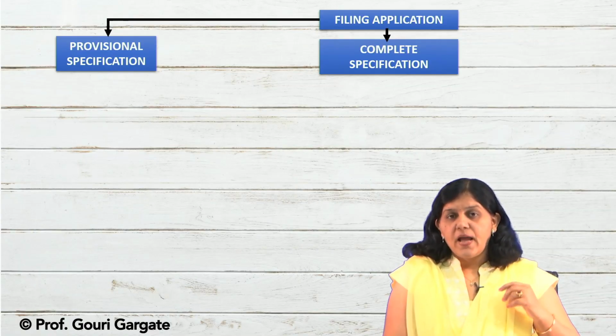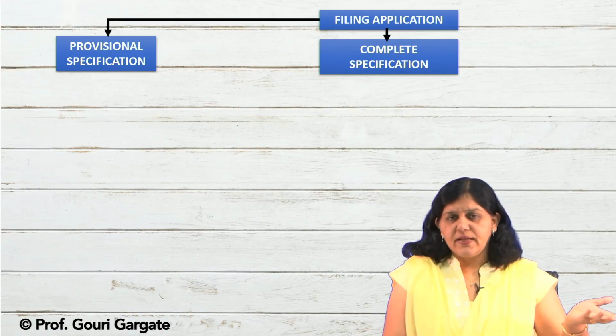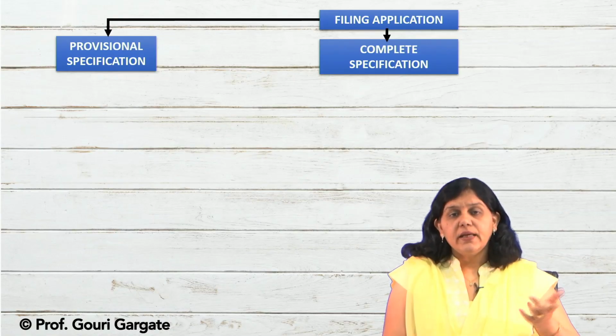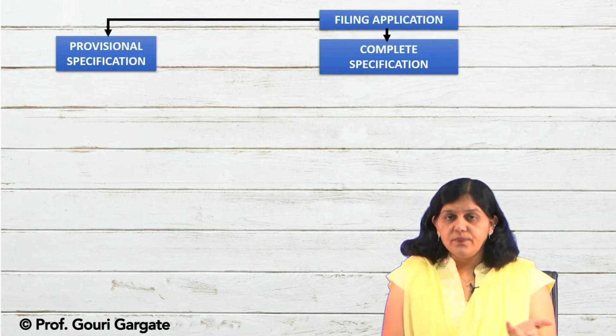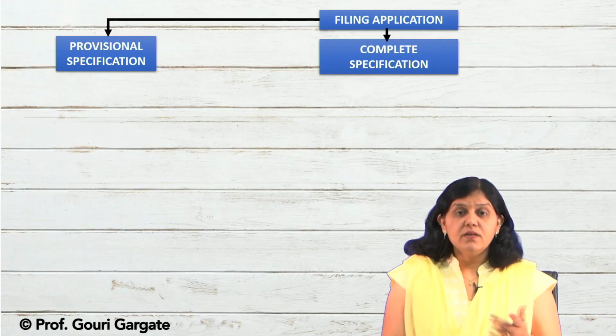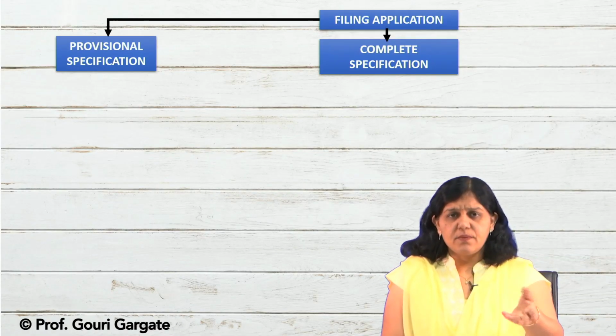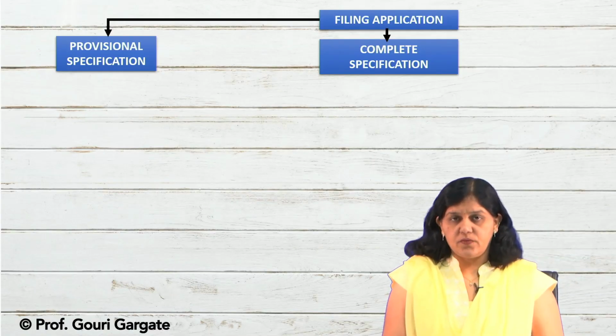Here also the applicant himself or herself can visit the patent office and file the patent application. The other way is that he or she may take help of a patent agent or patent attorney, and they can do the work on behalf of the applicant. The other way is that on behalf of the applicant, someone else can just submit the documents in the patent office.